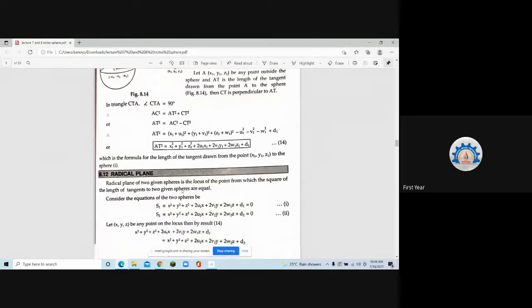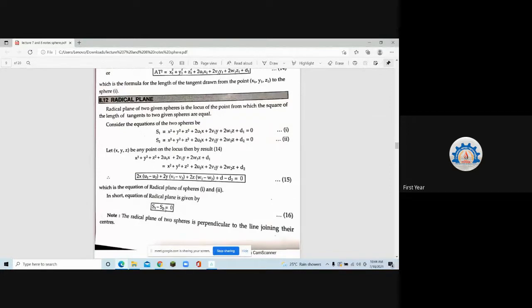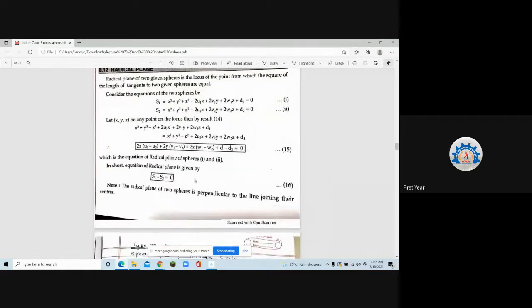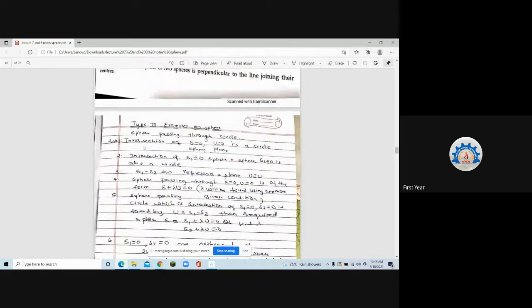And then yesterday's that what I was telling you, S1 minus S2 is called as the radical plane. So radical plane and any of the sphere will give you the sphere which is passing through the intersection of these two spheres, which is a circle. Okay, so these are the preliminaries, or you can say these are the concepts which we are going to use to solve the examples. So this is the revision of all the things that we have done.